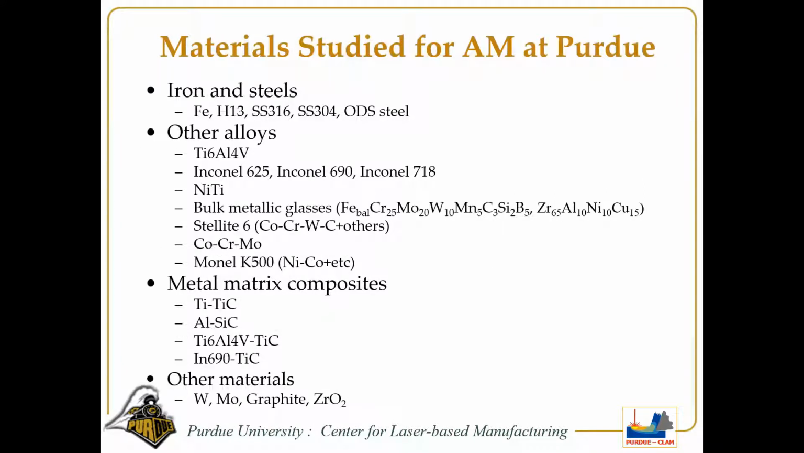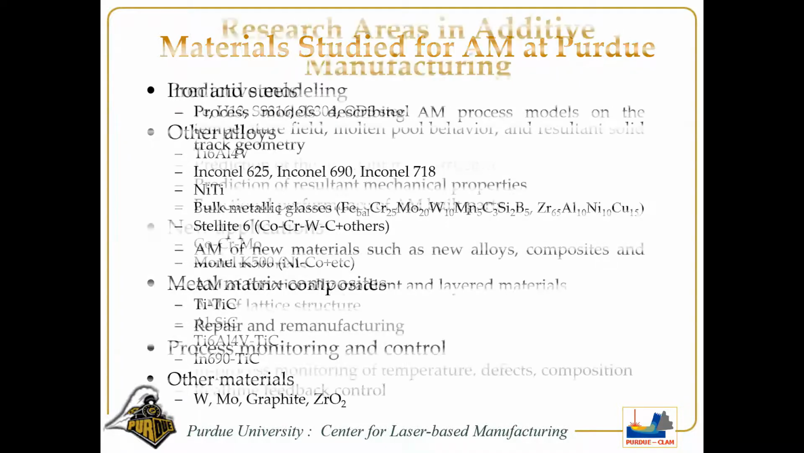By no means is this list exhaustive, but what I'm trying to show here is that we have done a lot of work on additive manufacturing, and this is simply a list of materials we have worked on over the years, from steel and many other alloys and composite materials, to some very exotic materials such as graphite and zirconium oxide, which are not easy to build using additive processes. So we collectively have a vast amount of experience and knowledge in additive manufacturing here.